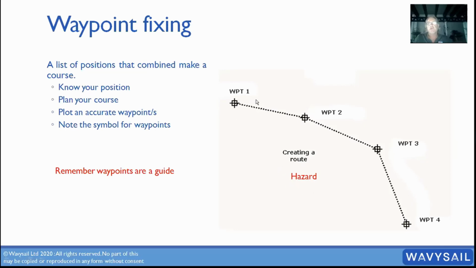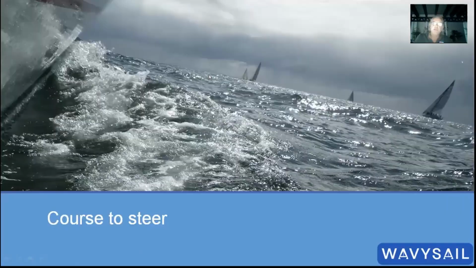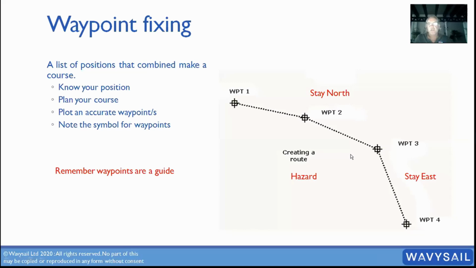That's not a problem. I could sail here, miss waypoint 1, hit waypoint 2, and sail out to waypoint 3. It's not an issue. Stay north, stay east of your whole course, and you're fine. If you start coming south of your course, it starts becoming a problem. So they're a guide. You don't have to follow these dotted lines.